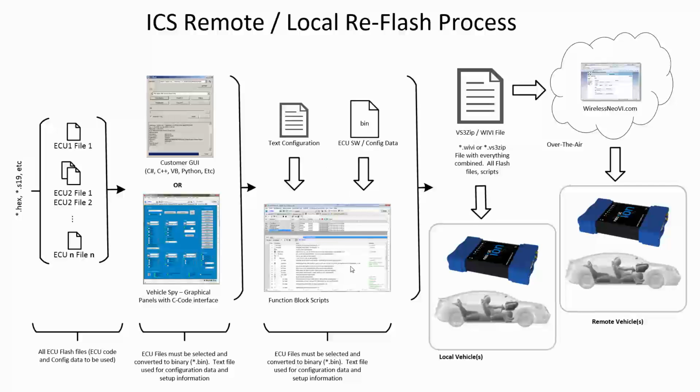And then once you have the script written and the text files, binary files, we can compile all of this into a single file. It's just a one-button click, and we can create a VS3-zip or a Wi-Fi file. This single file then can be downloaded over USB into an ION and then run standalone, or optionally with the Wireless neoVI software, we can send this file to an ION remotely and run it that way.